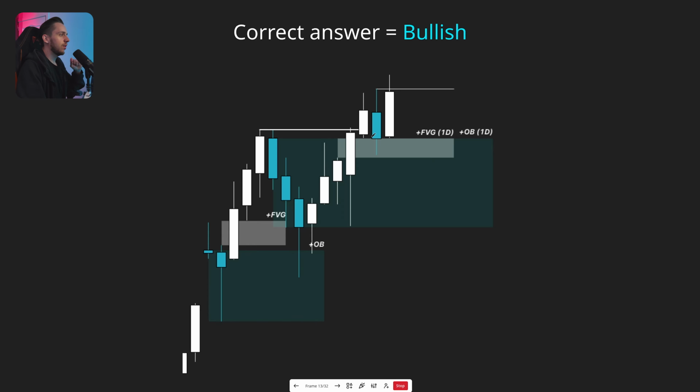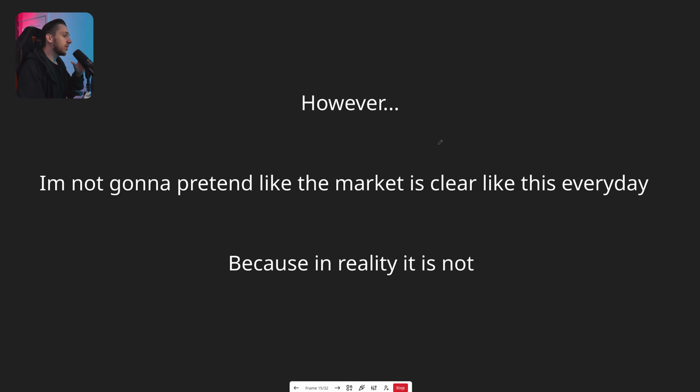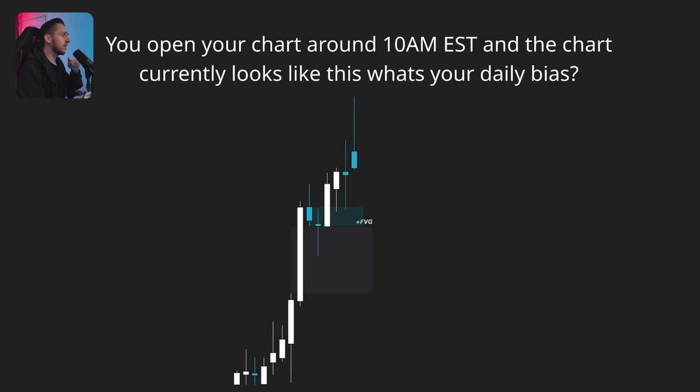And you can see that we came back down, similar as before, tested the fair value gap, tested the order block, and then we went higher until these previous highs, and we start reacting from there. And daily bias can be as simple as this. However, I'm not gonna pretend that the market is gonna be clear like this every day and end the video here, because in reality, it is not. Let's look at another exercise.